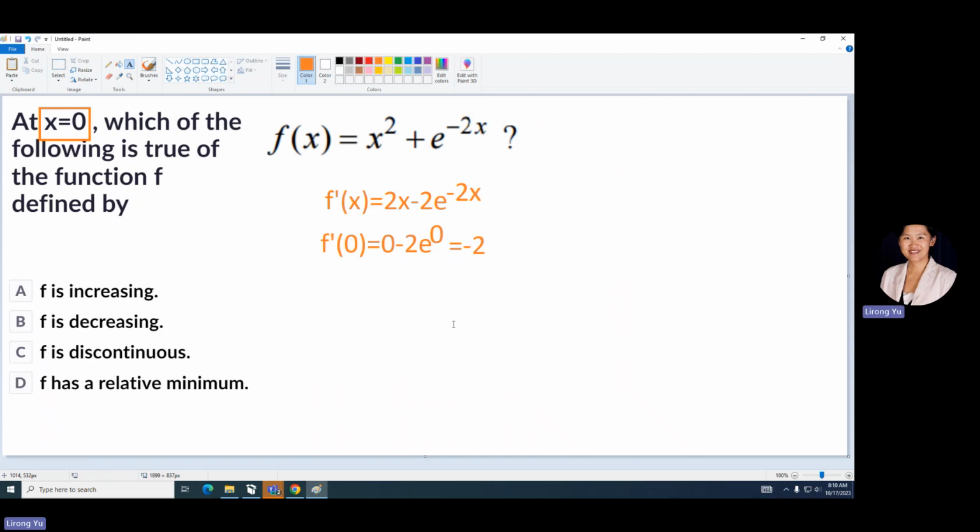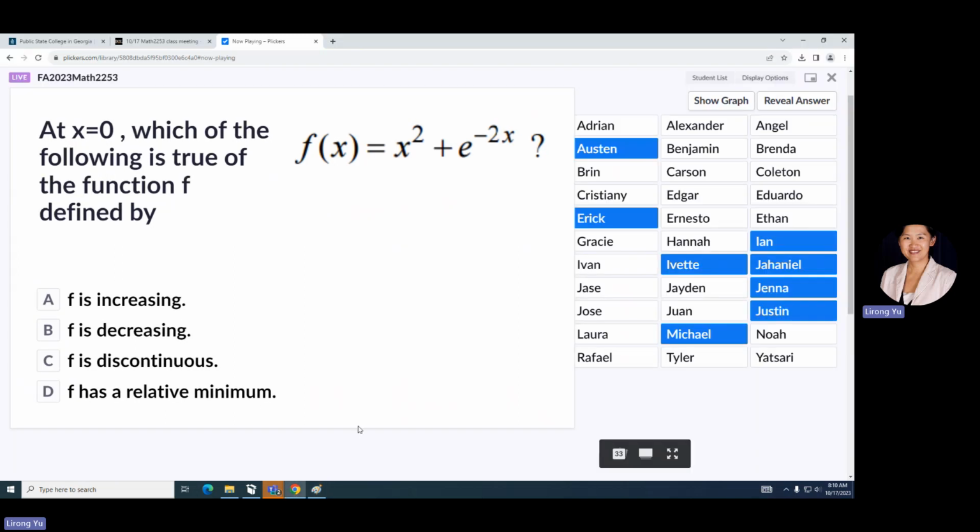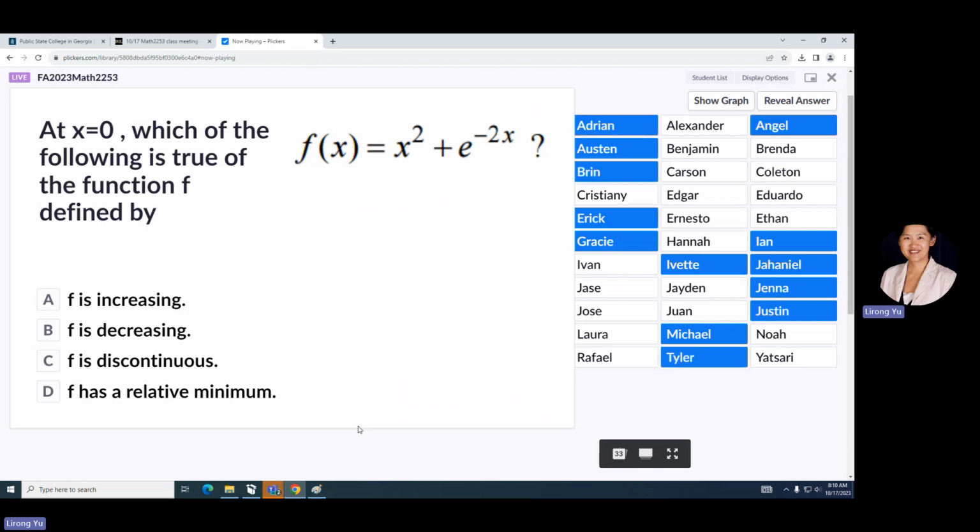As we were saying, if the derivative is positive, then it's increasing. If the derivative is negative, it's decreasing. Right now, this should be decreasing at x equals 0. The answer to the question should be decreasing because the derivative function is negative 2 when x equals 0.